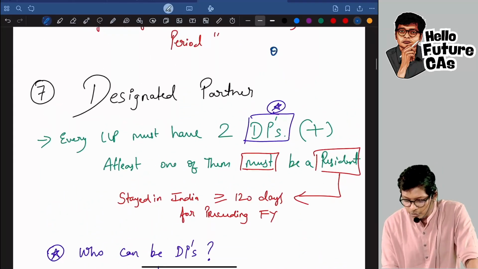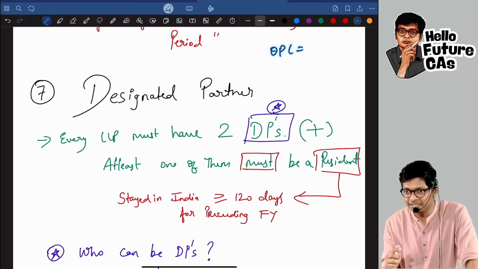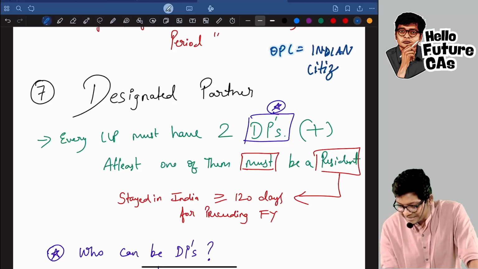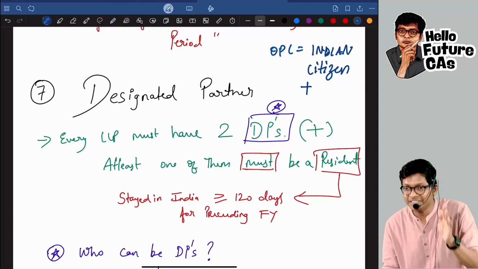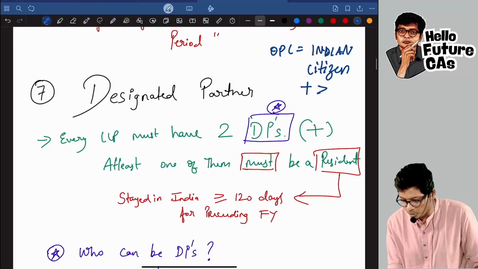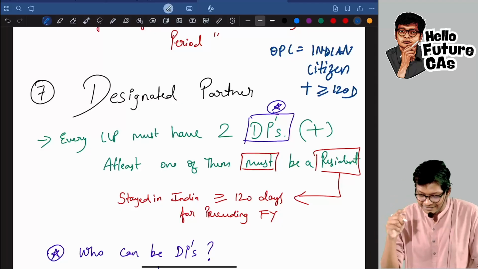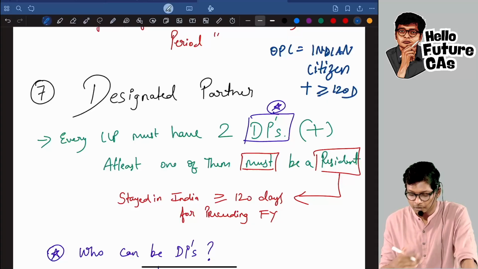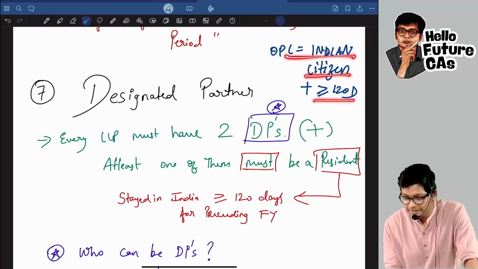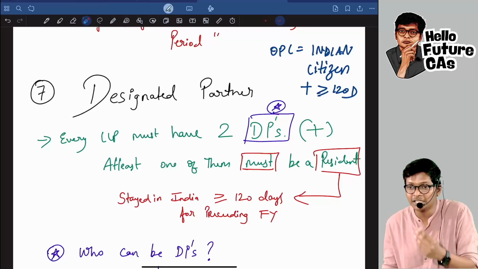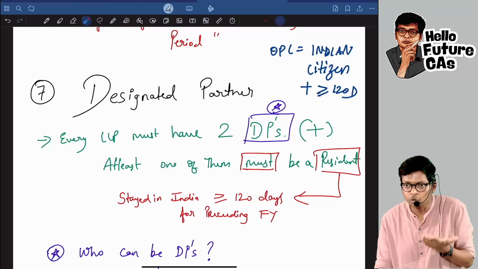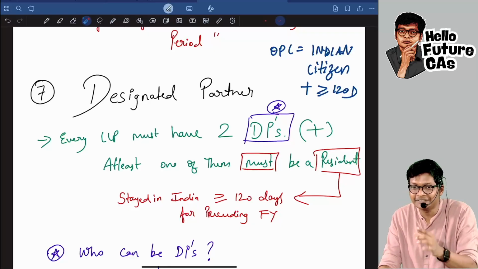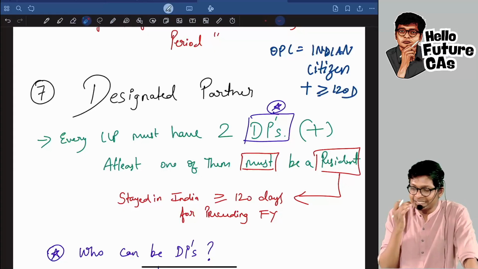In OPC, for residential status, what is important is the person should be an Indian citizen. We don't care if he's a resident or not, but he has to stay for more than or equal to 120 days. Are you following, guys? Why do they have that in OPC? They don't want a Russian individual. I don't want somebody from Russia to start an OPC in India, because if something goes wrong tomorrow, one person, how will I catch him? That's why they are saying he has to be in India.